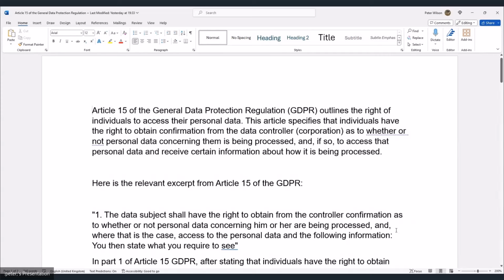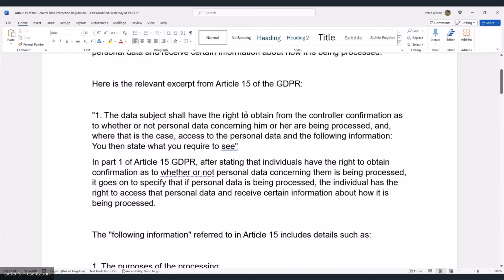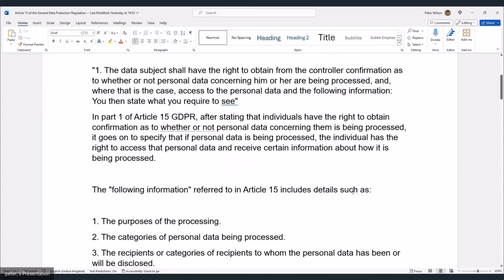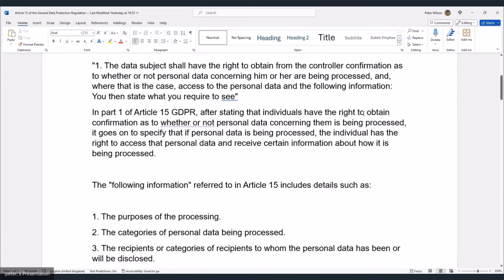Here is the relevant excerpt from Article 15 of the GDPR. 1. The data subject shall have the right to obtain from the controller confirmation as to whether or not personal data concerning him or her are being processed, and where that is the case, access to the personal data and the following information. You then state that you require to see in Part 1, Article 15 GDPR, after stating the individuals have the right to obtain confirmation as to whether or not personal data concerning them is being processed, it goes on to specify that if personal data is being processed, the individual has the right to access the personal data and receive certain information about how it is being processed.